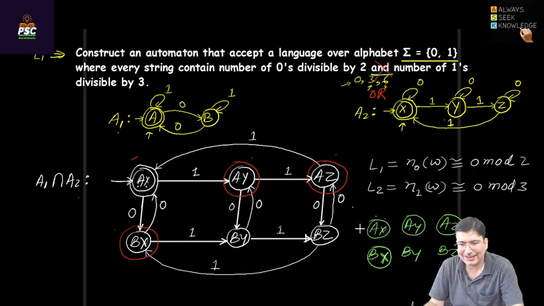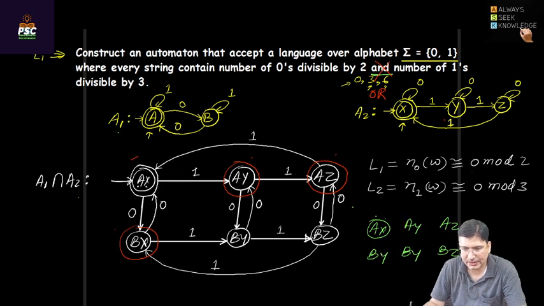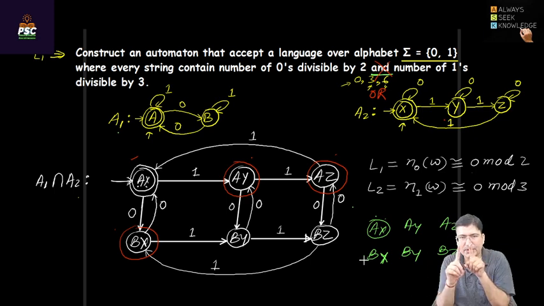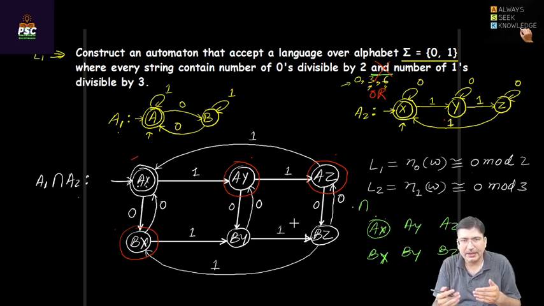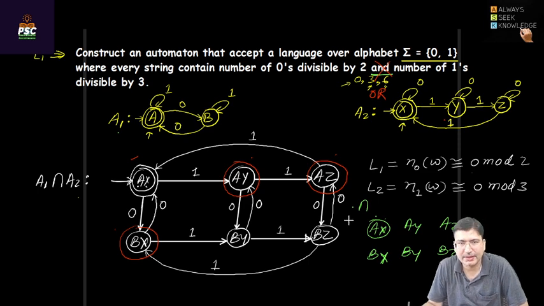If we do the intersection, in that case, the final state will be only one, wherever if you are combining two states, both the states need to be final. So in A1, A is the final one, in A2, X is the final. So wherever A and X are combined, that will become the final state. So that is intersection. Okay. The final state will have both states as final states.